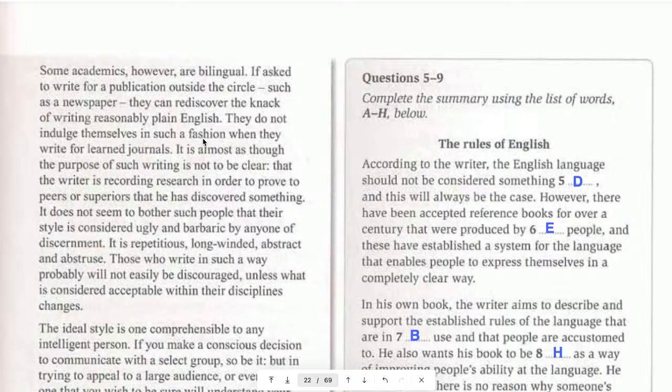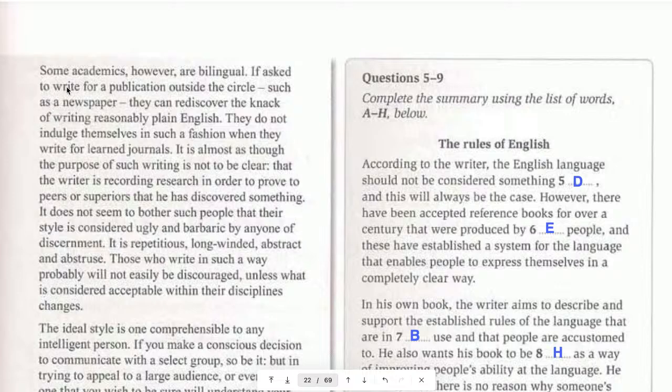That means that they don't do the same thing, or they don't write something too simple like that when they write for learned journals. Learned journals, what does that mean? That means some academic journals, some very professional journals. So that means that again, if they have to write for learned journals, they have to use some kind of jargon or some kind of their own private language. You understand? And that may be very difficult for people outside the circle to understand.